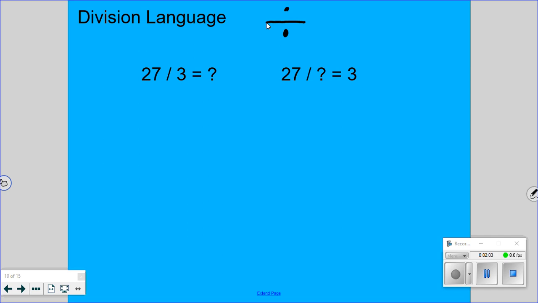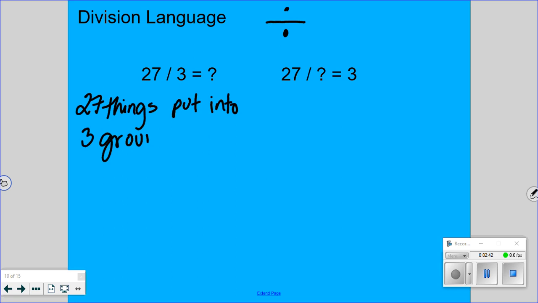27 put into 3 groups has as many. Yeah, that last part is really tricky. He's got the first part right. We've got 27 things. Could be 27, I'm writing, that means you're writing, could be 27 cupcakes, could be 27 pencils, could be 27 people, 27 things. Put into 3 groups.